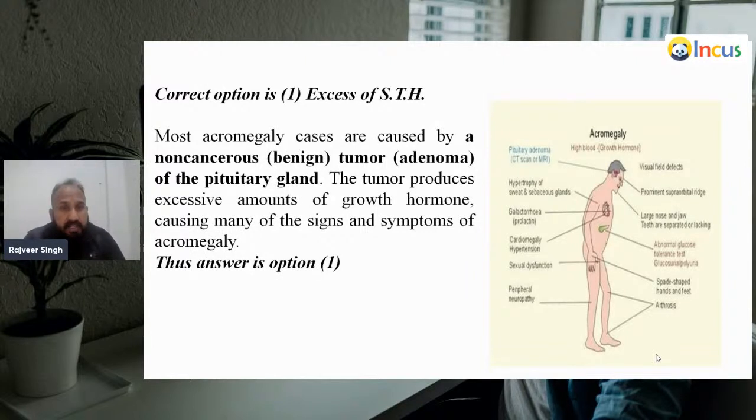mostly acromegaly cases are caused by a non-cancerous tumor, an adenoma of the pituitary gland. The tumor produces an excessive amount of growth hormone, causing many of the signs and symptoms of acromegaly. So our answer is the excess of STH.